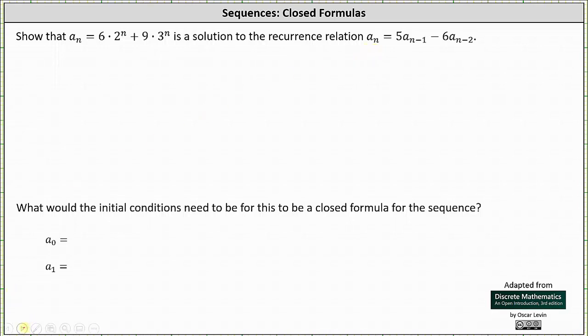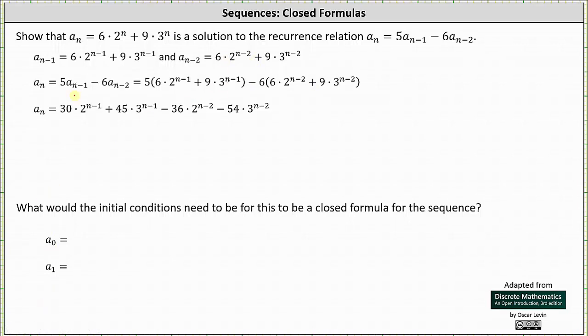To begin, to determine a sub n minus 1, we substitute n minus 1 for n into the closed formula. And to determine a sub n minus 2, we substitute n minus 2 for n, again into the closed formula. And now using the recurrence relation, a sub n equals 5 times a sub n minus 1 minus 6 times a sub n minus 2, we have 5 times the sum of 6 times 2 to the power of n minus 1 and 9 times 3 to the power of n minus 1, and then minus 6 times the sum of 6 times 2 to the power of n minus 2 and 9 times 3 to the power of n minus 2.